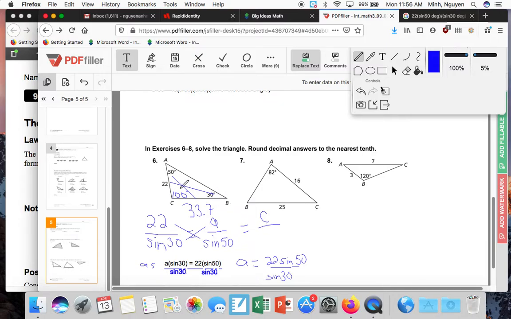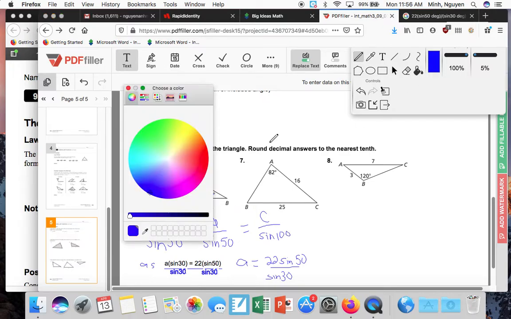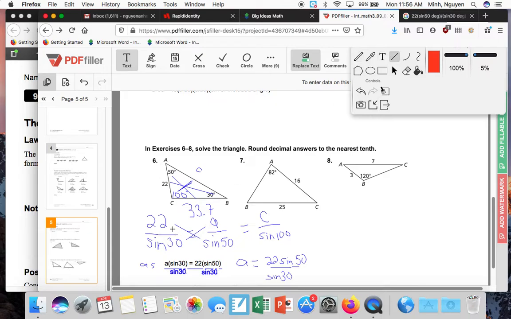And then for C, we are looking right here, and across from side C is angle C. So I'm going to be working with sine 100. If I set it up, we're going to do the same thing, but I'll do it in red so you see. So I'm going to cross multiply again. We can ignore this since we've already done it, so we can just scribble all this out. So we have 22 over sine 30 equals C over sine 100.